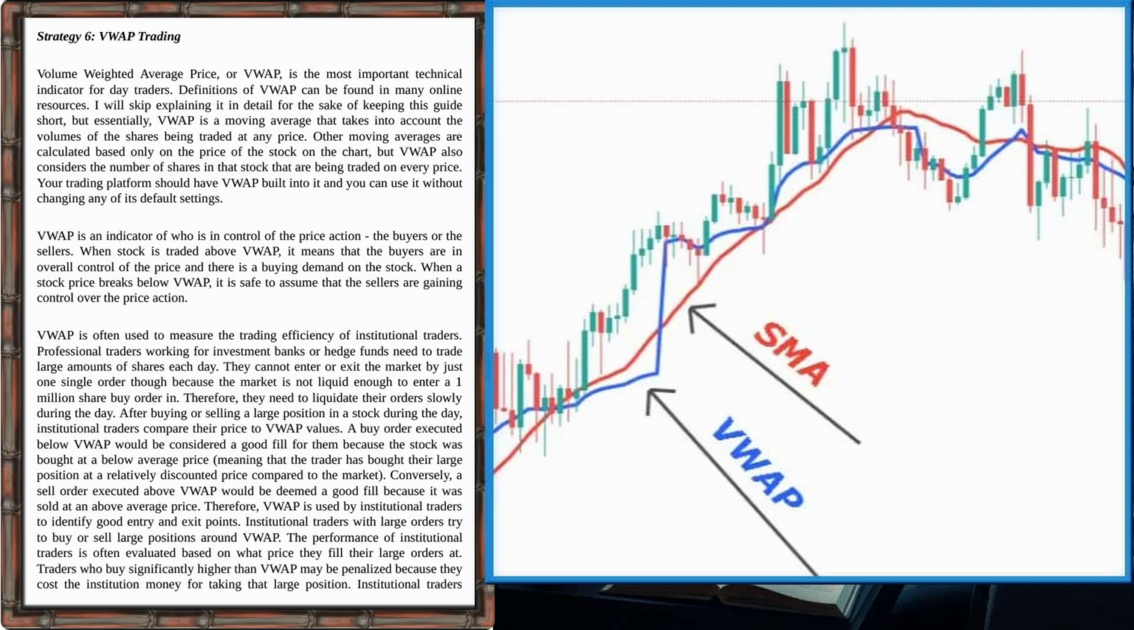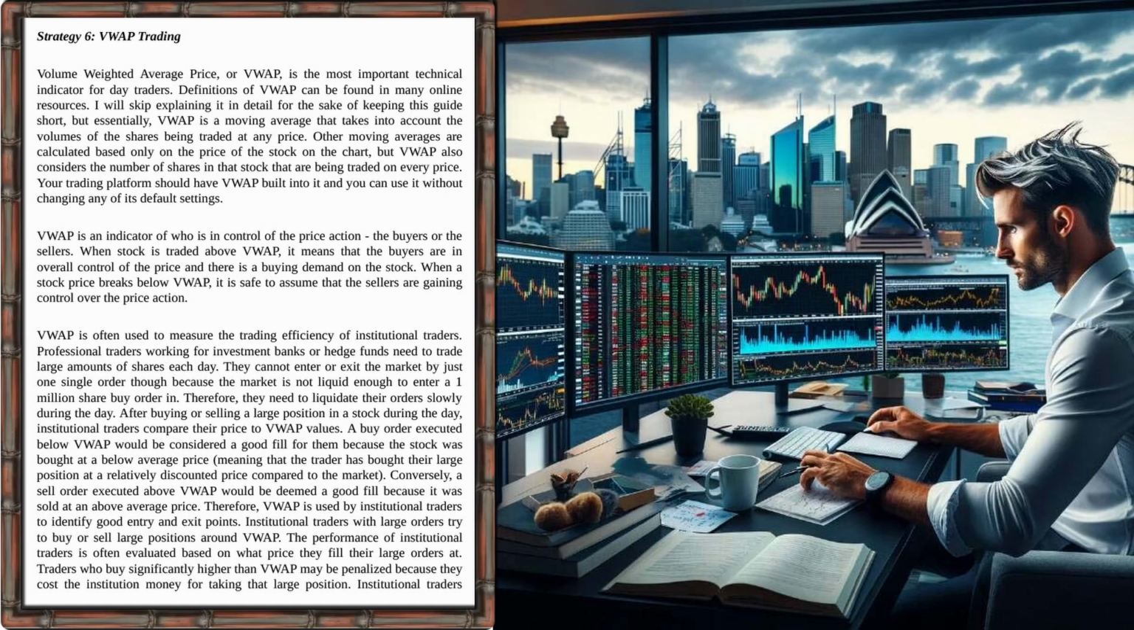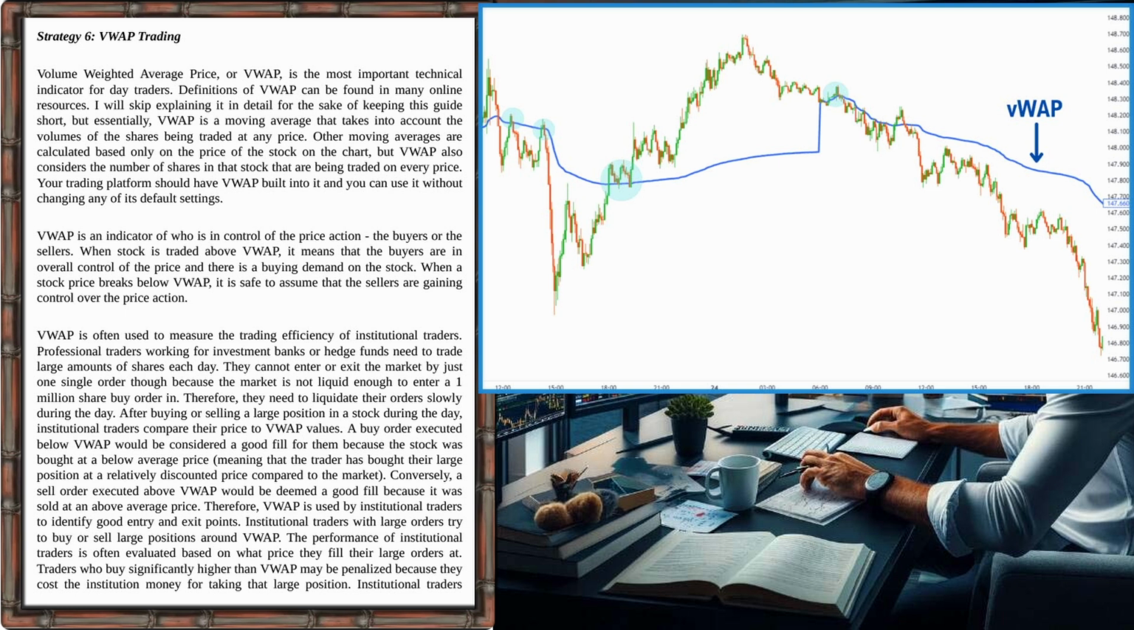Your trading platform should have VWAP built into it, and you can use it without changing any of its default settings. VWAP is an indicator of who is in control of the price action, the buyers or the sellers. When stock is traded above VWAP, it means that the buyers are in overall control of the price, and there is a buying demand on the stock. When a stock price breaks below VWAP, it is safe to assume that the sellers are gaining control over the price action.